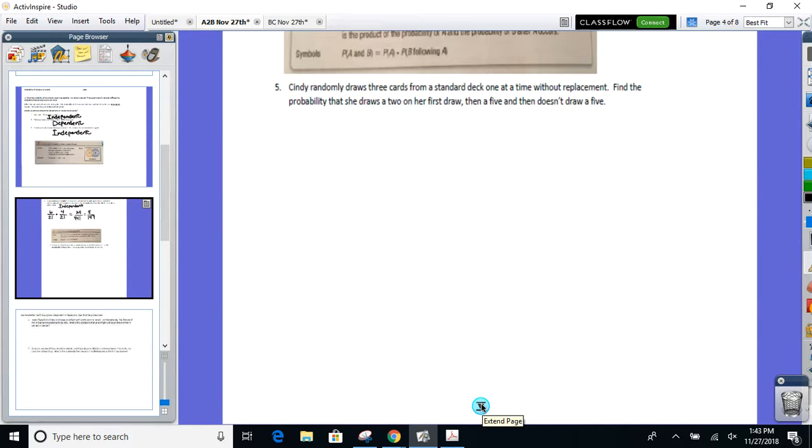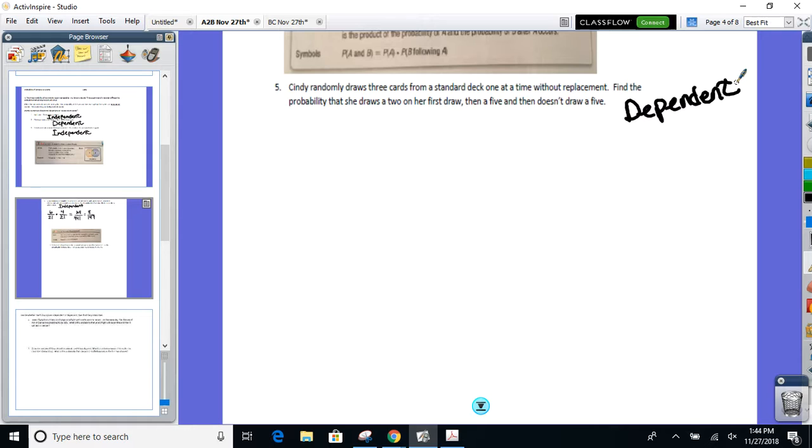Cindy randomly draws 3 cards. Oh, we got to review that deck again. And what is she doing after she takes a card? Ooh, without. So this is dependent. So everyone watch out here. It's going to affect the probabilities. Find the probability she draws a 2 on the first one, a 5 on the second, and not a 5 on the third. Stop. Buckle up.